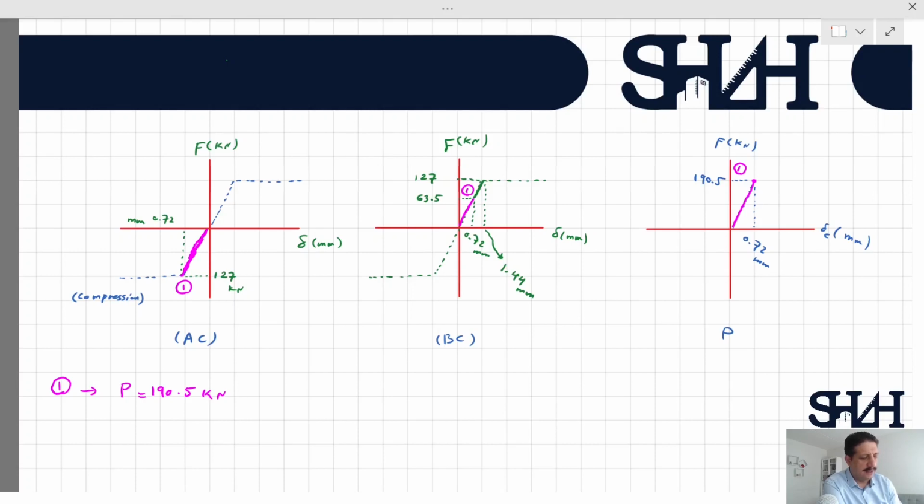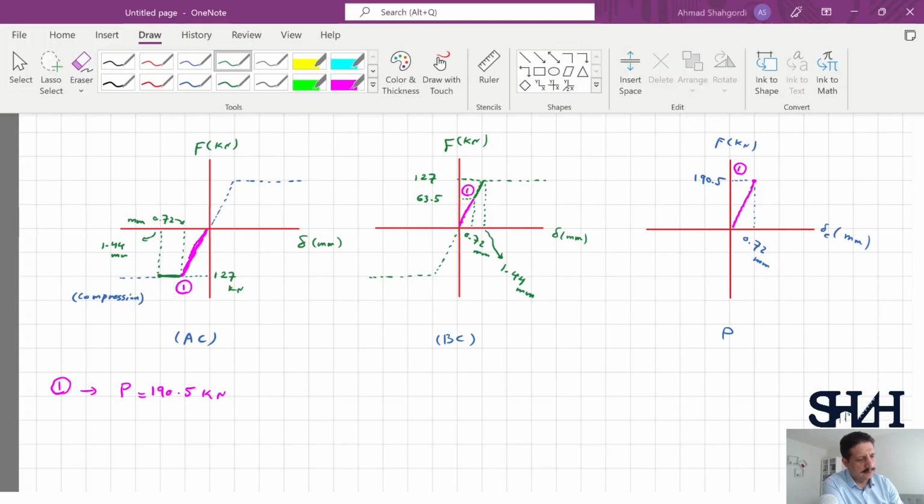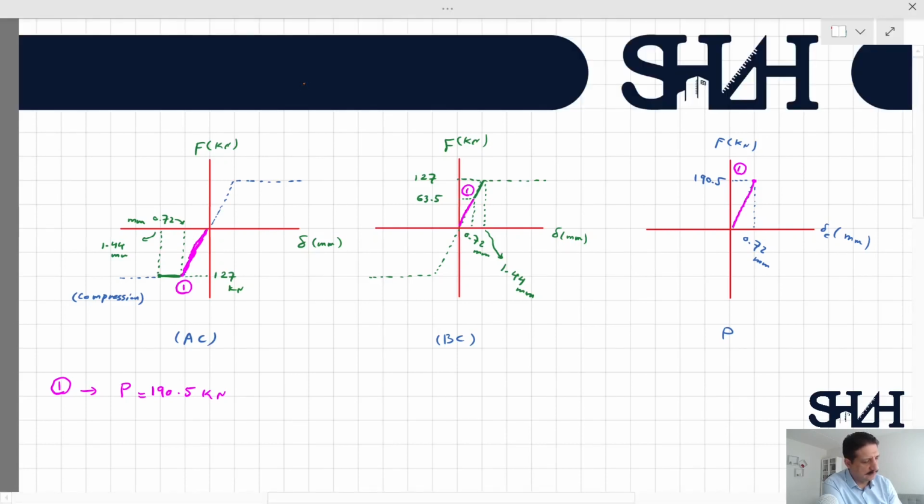Meanwhile, in AC, the load cannot be increased and it is completely deformable. So it is just coming to the horizontal line up to the same value of 1.44 millimeter. So this is phase number 2, or let's sketch it and name it number 2. Number 2 is when P is Py, which is 254 kilonewton.